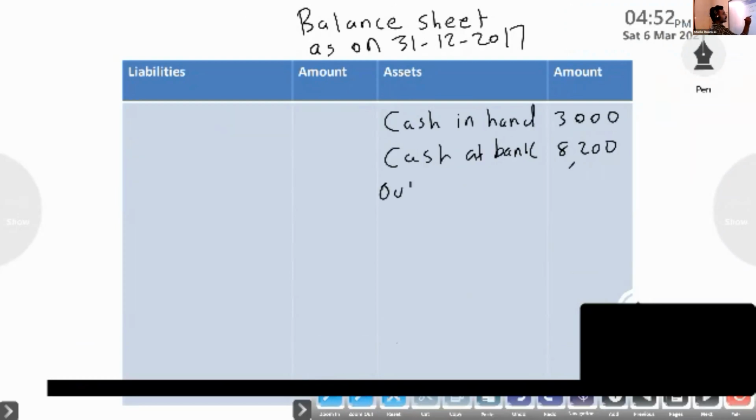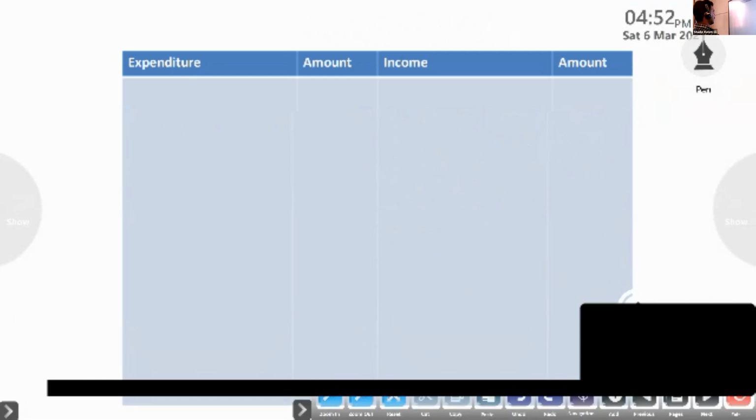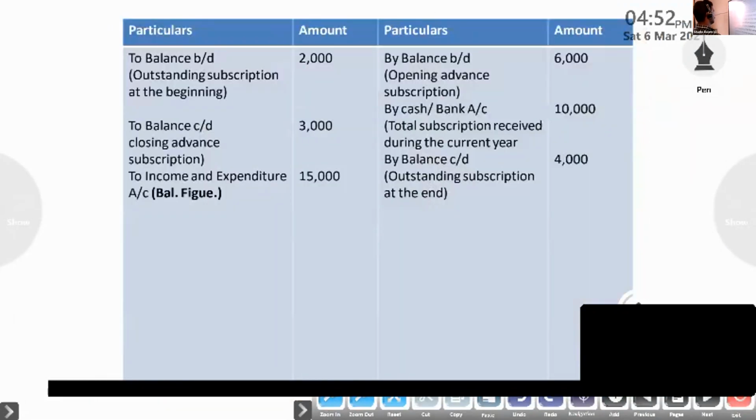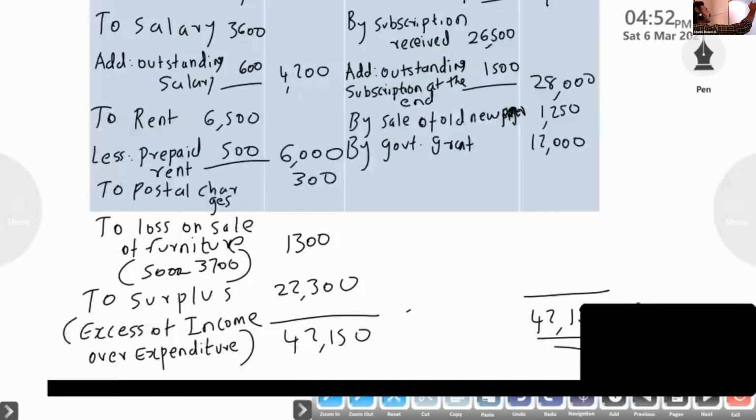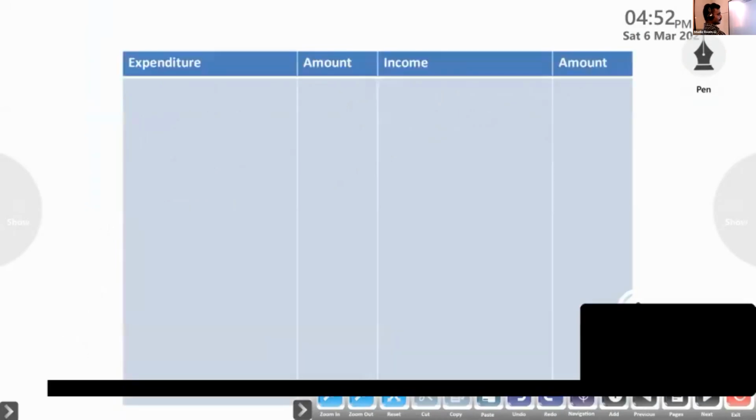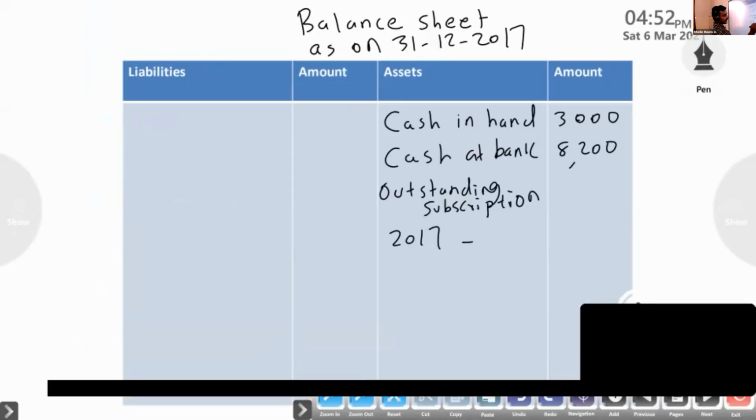Whenever we write outstanding subscription, first you have to look at the income and expenditure account. Is there any outstanding subscription at the end? Yes, 500 at the end. Add it to the current year, 1,500. Then last year. Why are we writing last year?